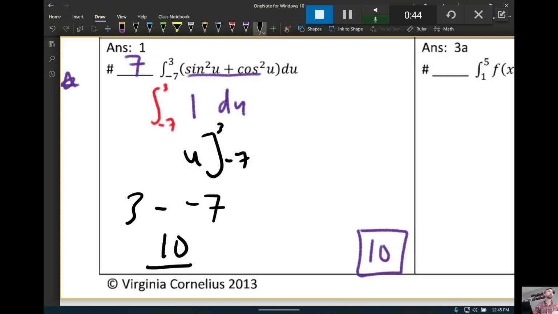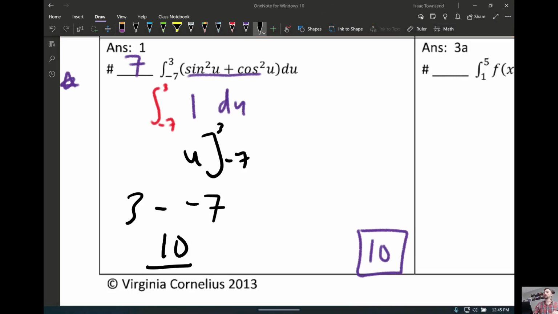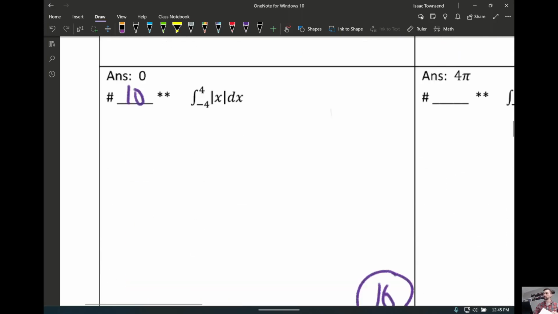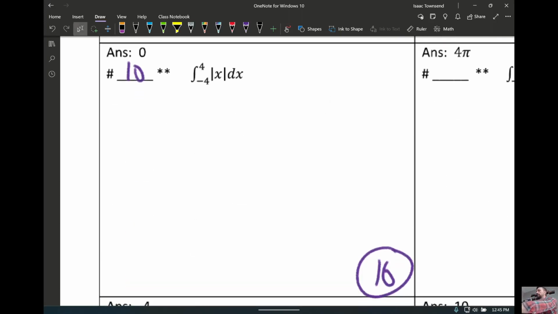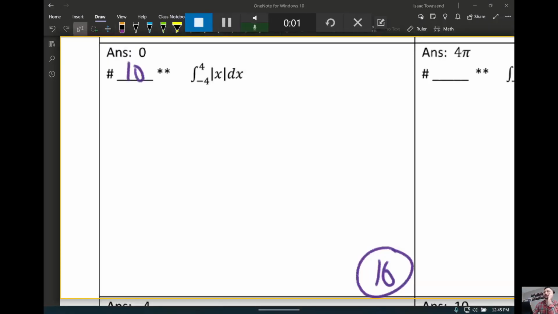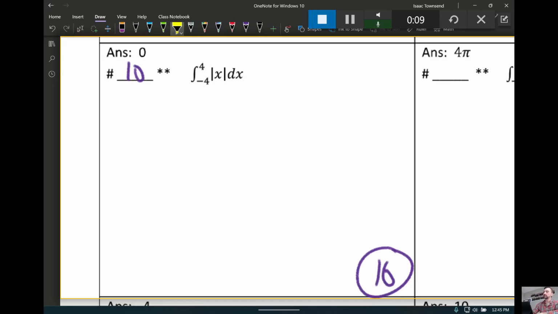Is that enough for that one? Okay, what about 8, 9, or 10? Any of those others? Number 10. Number 10? All right, the thing about number 10 is you could either, A, rewrite this as a piecewise function, which sounds like way more work than it needs to be.